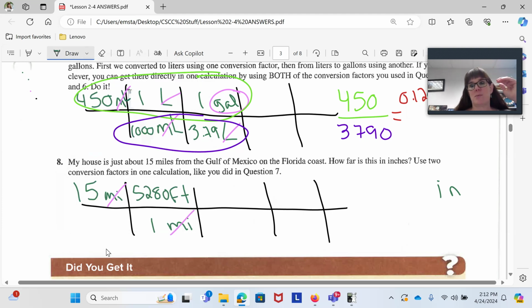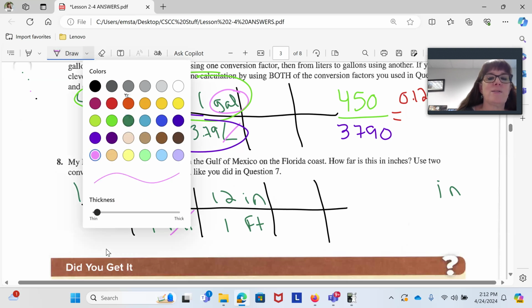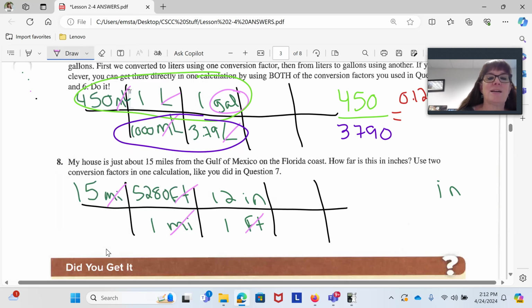Now I want feet to go away. Feet is on top, so I need to put feet on the bottom. And I do know that I can convert between feet and inches. I know that 1 foot is 12 inches, or I can look at page 196 and they'll tell me that. So now feet cancel. I'm left with inches. I breathe a sigh of relief because I'm almost done. I've gotten all the setup right. Now I just need to do the math, the arithmetic part.